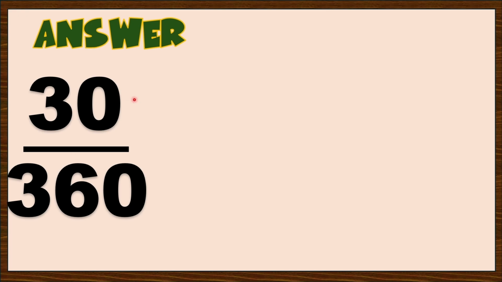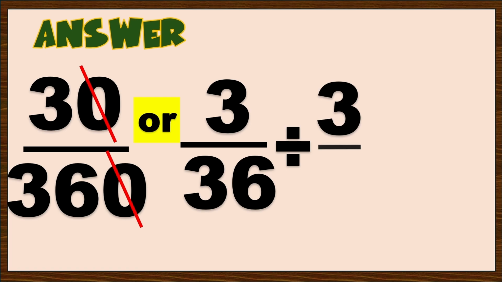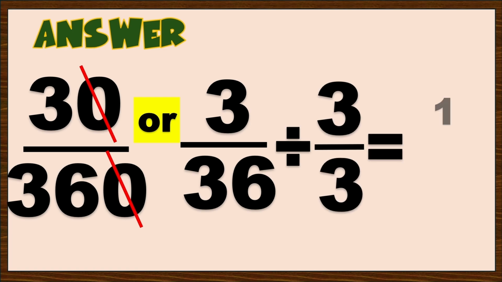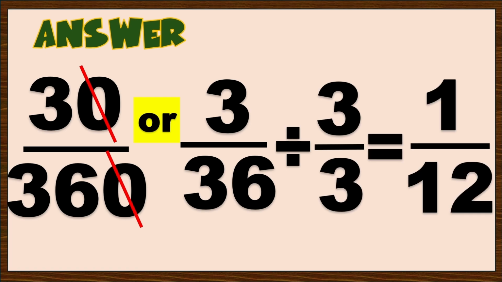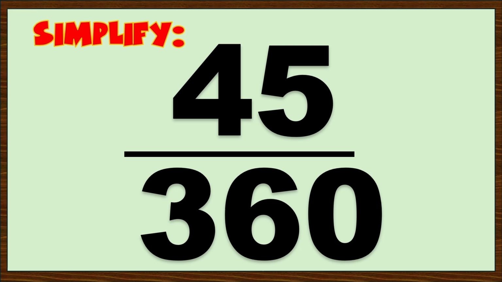And we have another solution. We can cancel the 0, so now we have 3 over 36. Dividing by the greatest common factor, we have 3 over 3. So 3 divided by 3 equals 1, and 36 divided by 3 is 12. And the final answer is 1 over 12. Go, let's have another one.